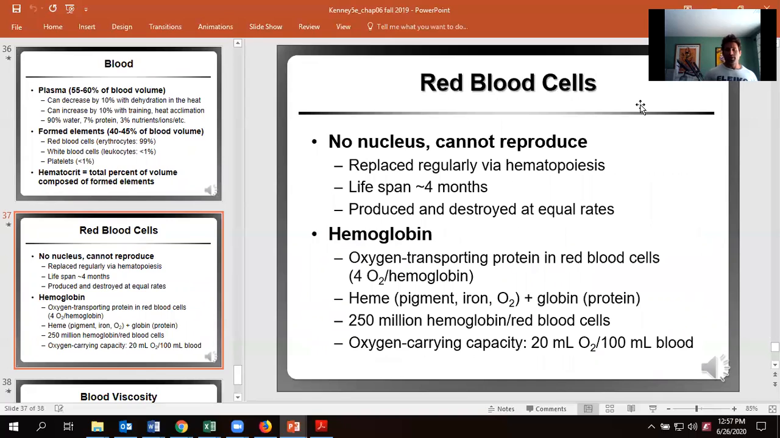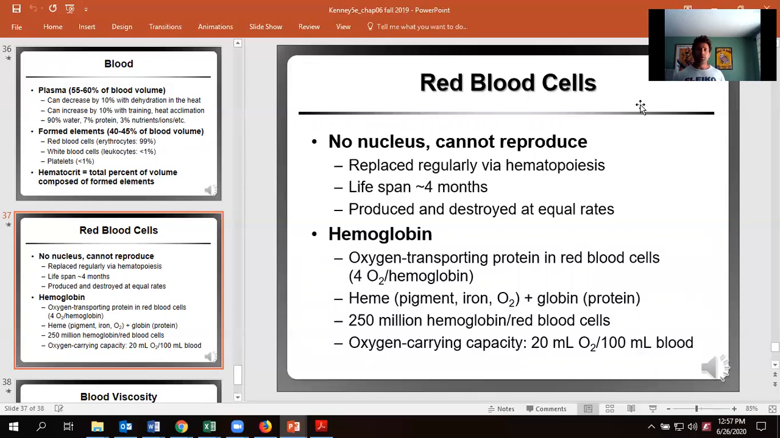What's interesting about our red blood cells is they don't have a nucleus, so they can't reproduce, and they don't have mitochondria, so they can't use aerobic metabolism. So we have to constantly replace them, and that's done in our bone marrow. Each red blood cell is going to last about 90 odd days to 4 months, and we're going to be producing them the same way we're destroying them.